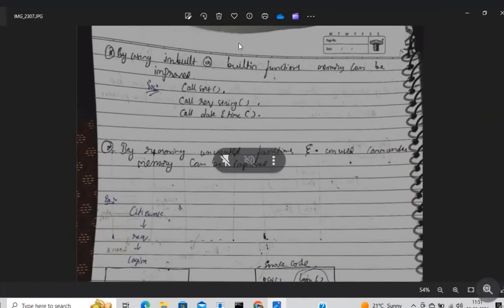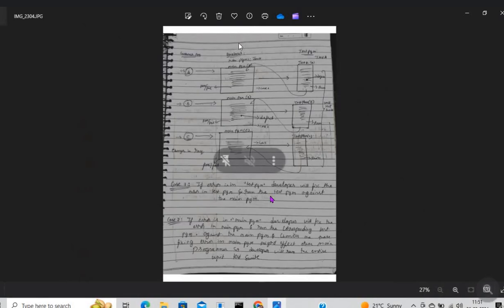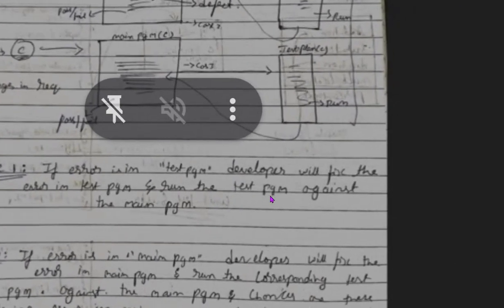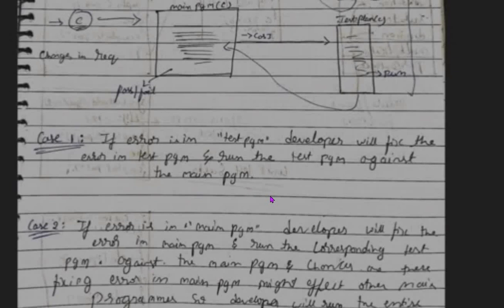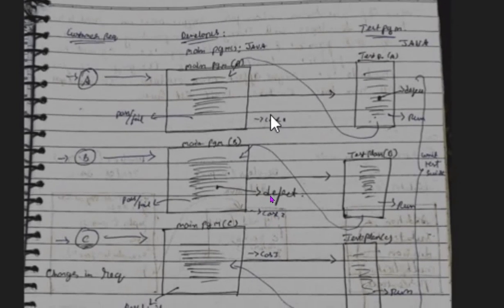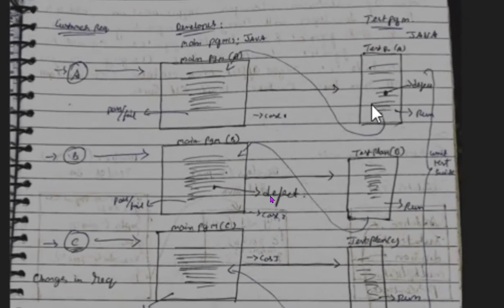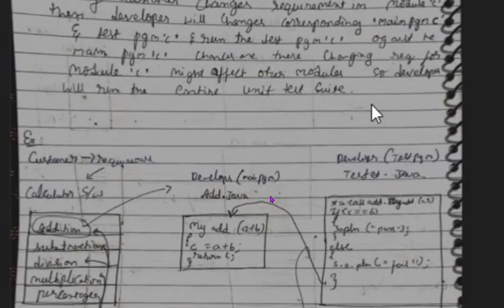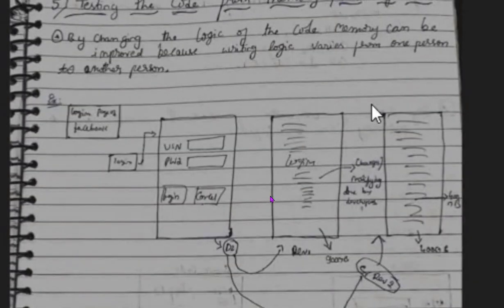Sir has mentioned some points over here. See, the main program is written by the developer, and the test program is written by the QA, our team, the test engineers. So that is the bond between developers and test engineers in a simple way. I'm going to explain what the developer does and what the test engineer does in the next pages. Let me discuss path testing first, memory testing first.